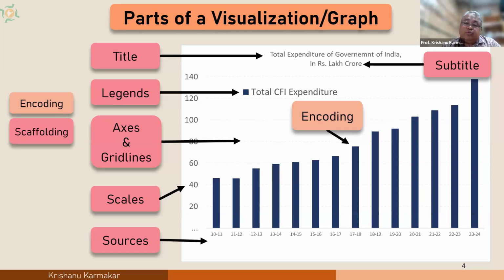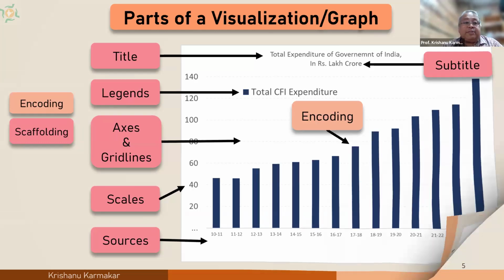So all these two types of things, one is the encoding part and another is the scaffolding part, create a visualization. Now, there are certain principles based on which we need to use this. And what are these? And why do we need to follow some principles? We need to follow some principles because, first of all, you need to understand what is a diagram.